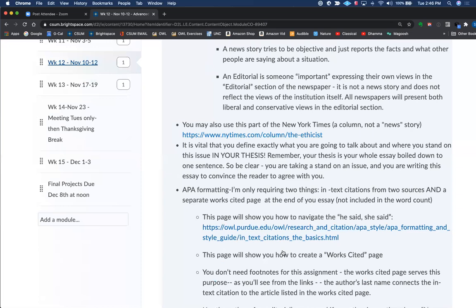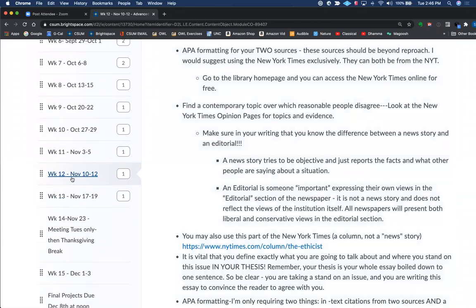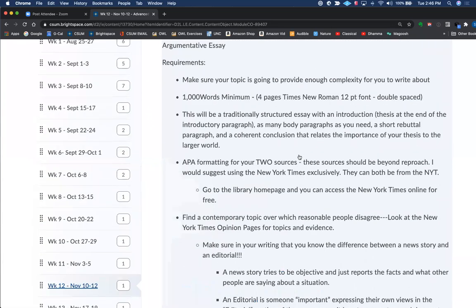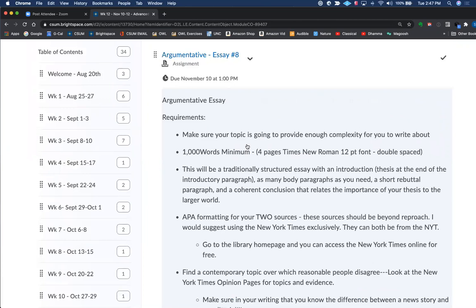Citation review here. If we need to, a little bit closer to the date, we can review some of those citation issues. But this isn't until our last section of the semester in November. We've got a lot of good things you can use to come up with your own story in the New York Times editorial and the Ethicist and some other editorials. With this one, we're going back to our traditionally structured essay with an introduction, thesis at the end, main body paragraphs, short rebuttal, and coherent conclusion.